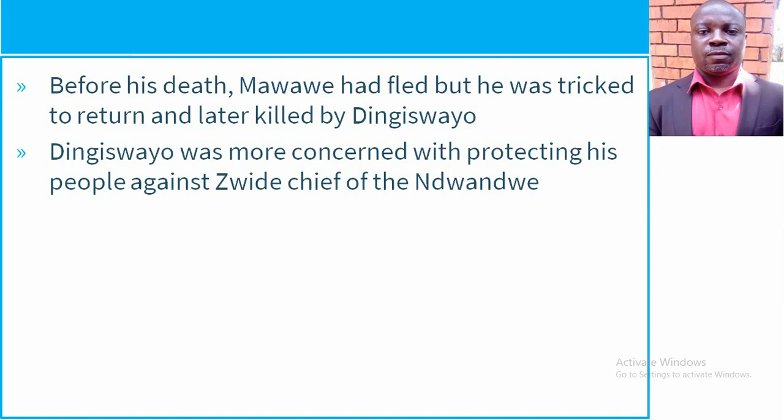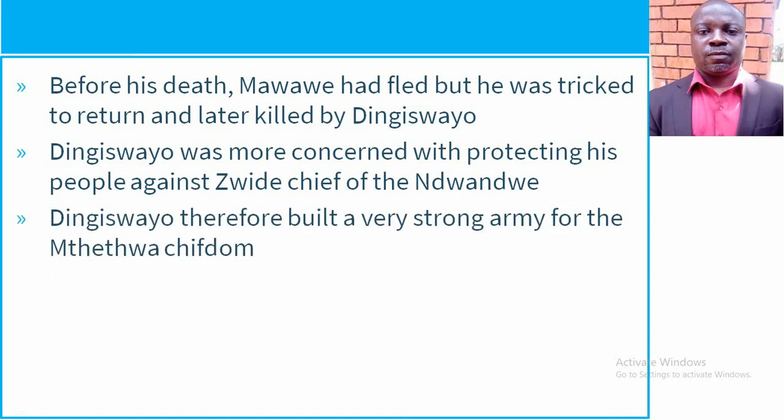Dingiswayo was more concerned with protecting his people against Zwide, the chief of the Ndwandwe. Zwide by that time was also another fierce fighter, because at that time it was majorly survival of the fittest. You understand? So Zwide used it to attack the different nations there. He used to annex them. So what Dingiswayo did was to make sure that he organizes a very good force that would fight against Zwide, the chief of the Ndwandwe. But unfortunately, the same Zwide killed Dingiswayo. We will look at that.